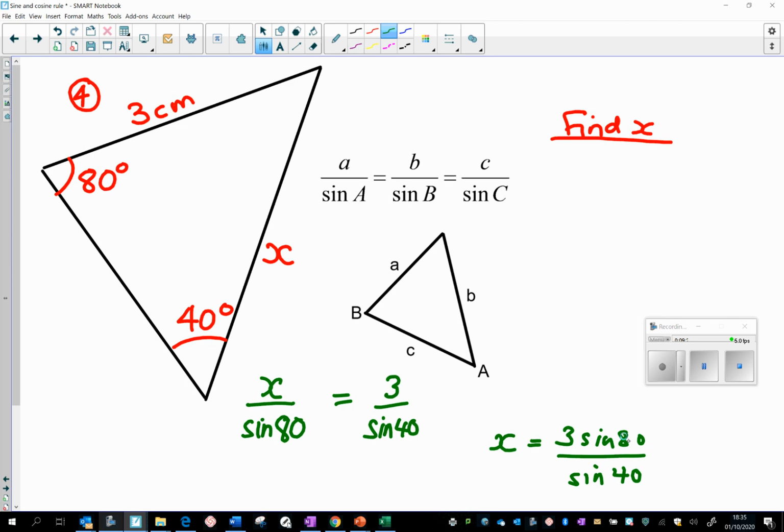So grab your calculator. Okay, my calculator gives me for x 4.5962, and if we round it to 3 significant figures, that will be 4.59. It's got a 6 after it, so think of it as 4.59 rounding up to 4.60. So that's 4.60 centimeters to 3 significant figures. Okay, you'll be doing some quite straightforward questions now. Enjoy.